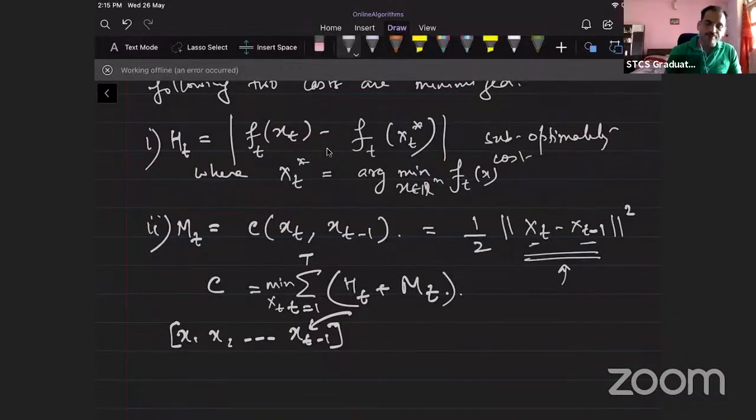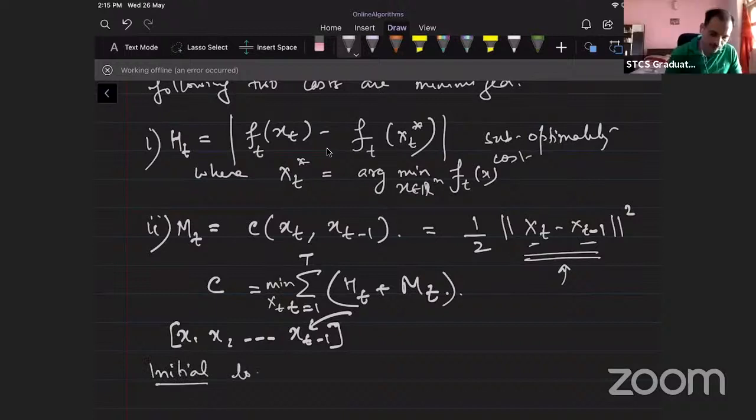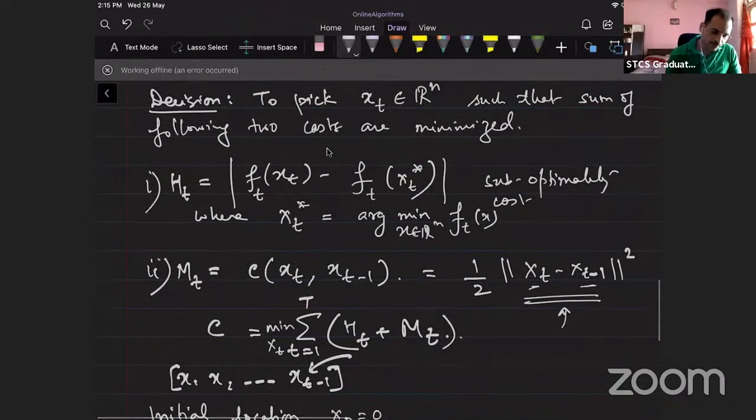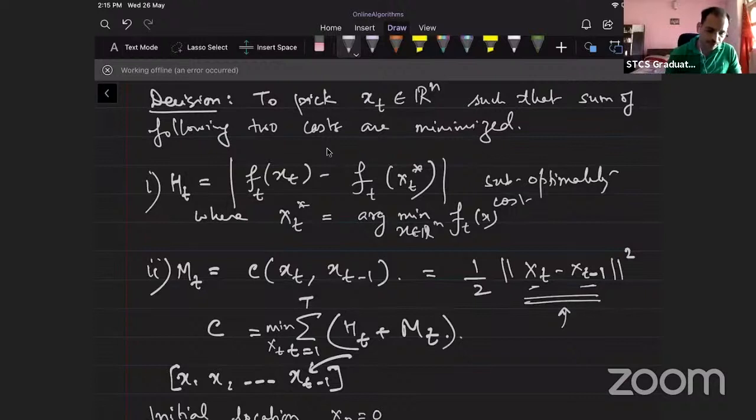Is the problem clear? Yes. Any comments on the problem? So initial location x_0 is 0 without loss of generality. Hari, is this clear? The problem is clear? Yes. The trade-offs there should be obvious right now.